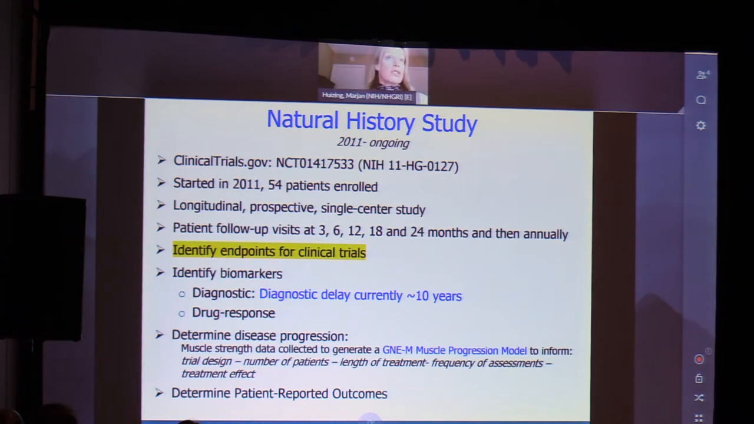The natural history study is also trying to identify biomarkers, both for diagnostic and drug response purposes. And for this disease, we also looked at how we could approach the slowly progressive disease course. Muscle strength data were important for this study, and we established the GNE myopathy muscle progression model, which could inform us on trial design, number of patients, length of treatment, and frequency of assessments for all subsequent trials. We also assessed patient-reported outcomes and determined that a more specific GNE myopathy PRO needed to be established, which we have been working on.